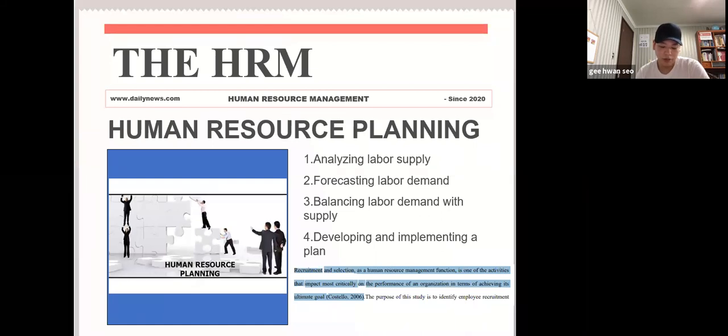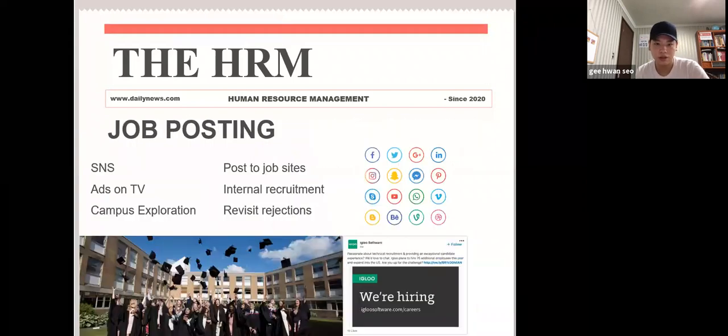Developing and implementing a plan is the final part of the HRP process, and HR should take practical steps to integrate its plan with the rest of the company in this step. The department requires the ability to implement the plan, a budget, and a collaborative effort with all departments to execute the plan. Next slide. So there are many ways in job posting. We will introduce 6 methods. They are using social network service, TV ads, campus exploration, post to job sites, internal recruitment, and revisit rejections.